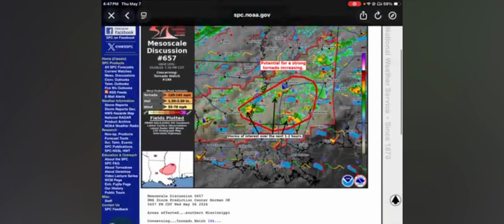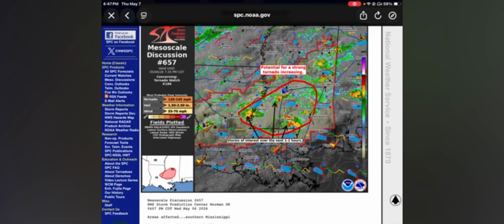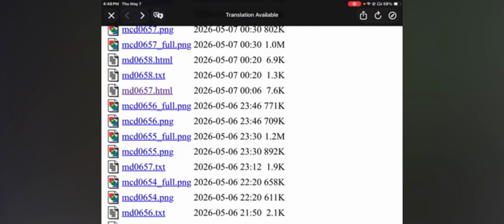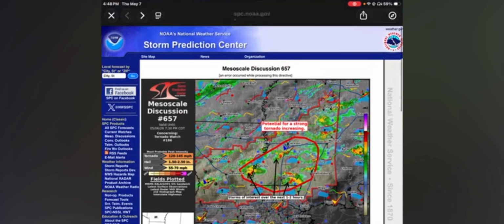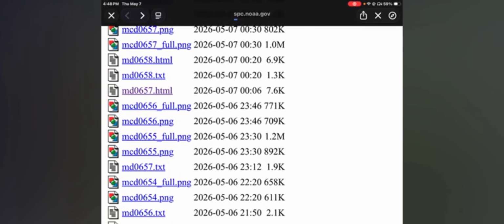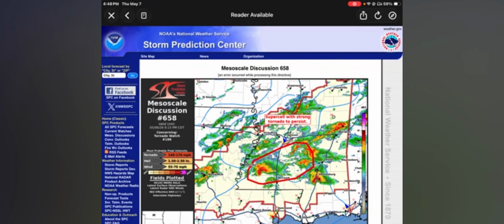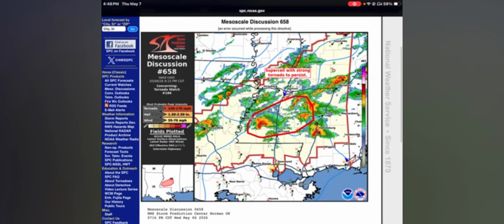So, the Storm Prediction Center has essentially spotted two thunderstorms that are of interest in a very favorable dynamic environment and could potentially produce very strong tornadoes. I shouldn't say very strong, it's strong. So this is 657. Let's go to 658. Here we go. Strong tornado. Here we go.